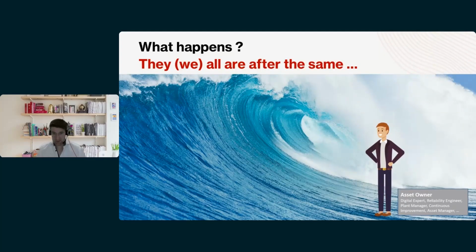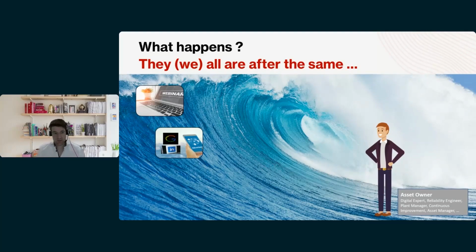How does it look? Well, if you're an asset owner, digital expert, reliability engineer, plant manager, continuous improvement engineer, asset manager, somebody in an operating plant who wants to look for, test, try, and roll out Industry 4.0 solutions, he is facing a huge wave of information coming towards him. And as you go deeper into the topic and talk to more people, this wave is only getting bigger.